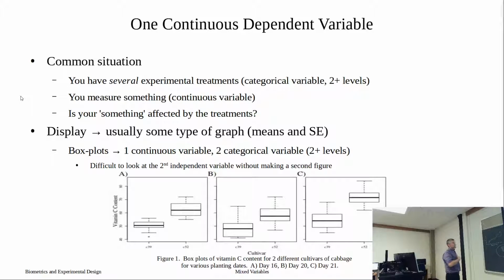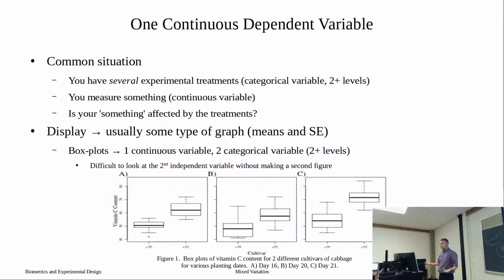Right? So here's our situation. We've got several experimental treatments at this time. All right? We've got a categorical variable, 2 or more levels, and there's 2 different treatments with that. So they would qualify as 2 different variables. And then you measured something. That's our continuous variable. And we're interested, is there something affected by those treatments, by that suite of treatments?